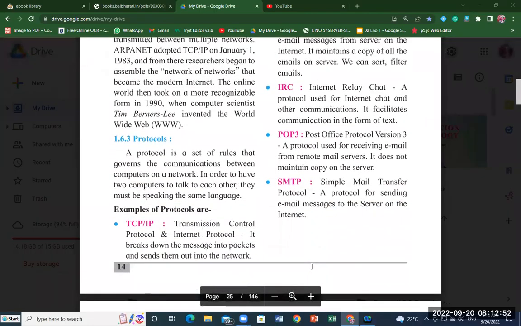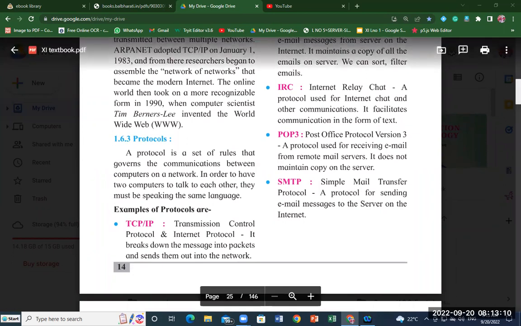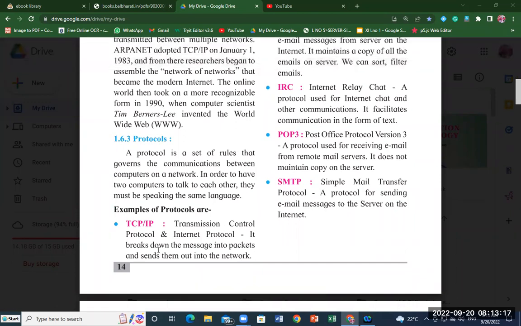Okay. So as we have seen, a protocol is a set of rules that governs the communication between computers on a network. In order to have two computers talk to each other, they must be speaking the same language, right? Yesterday we saw the first example of protocol was TCP/IP, that is Transmission Control Protocol and the Internet Protocol. Now, what it does, we saw yesterday that TCP/IP takes the data and breaks it down into different packets.